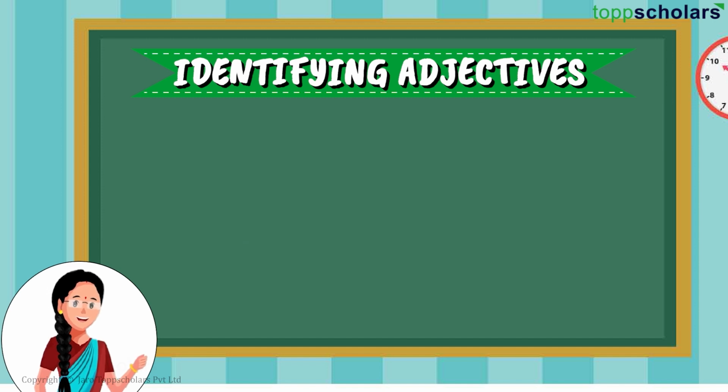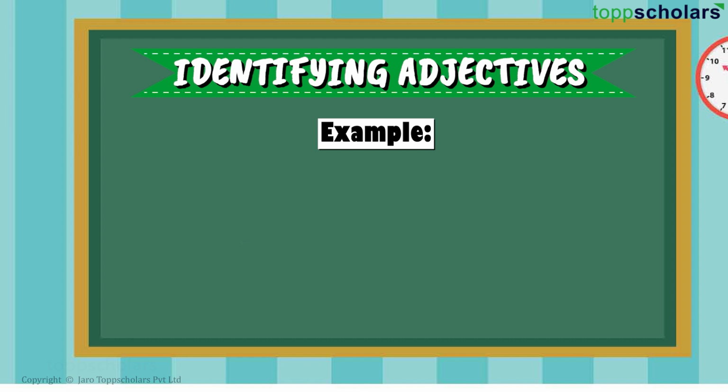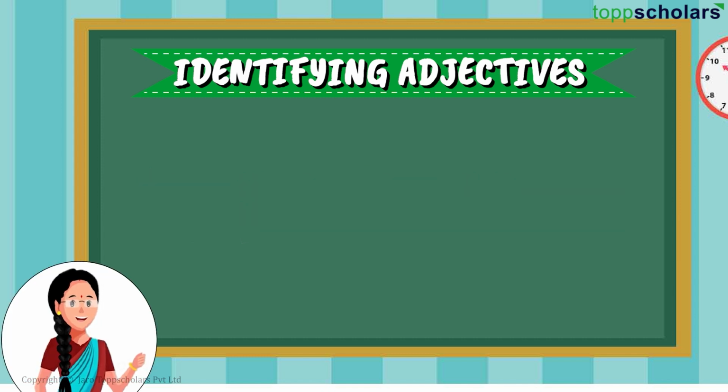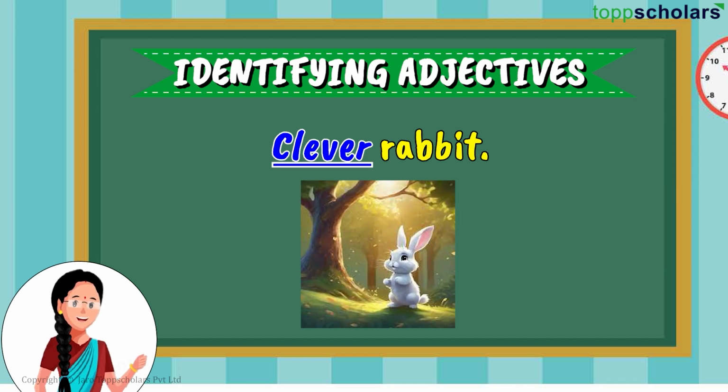Top Scholars, an adjective is a part of speech that describes the noun. For example, in the above paragraph, we use the words dense and mysterious to describe the noun jungle. Will you give me more examples? Fearsome lion and clever rabbit.